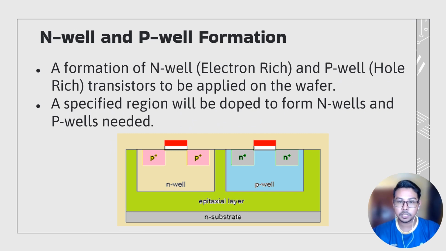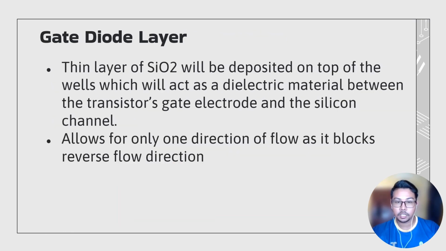Next is the formation of N well and P well. For this formation, it will be either N well, which is electron rich, or P well, which is hole rich, where these wells will be applied on a wafer. These types of wells also have a specific region to be doped to form the N wells and also P wells.